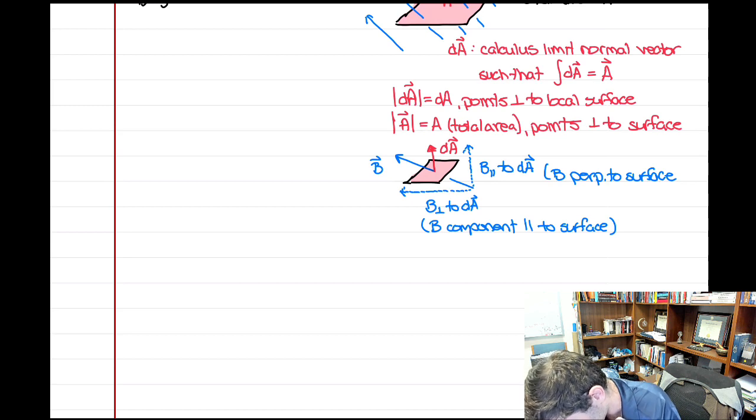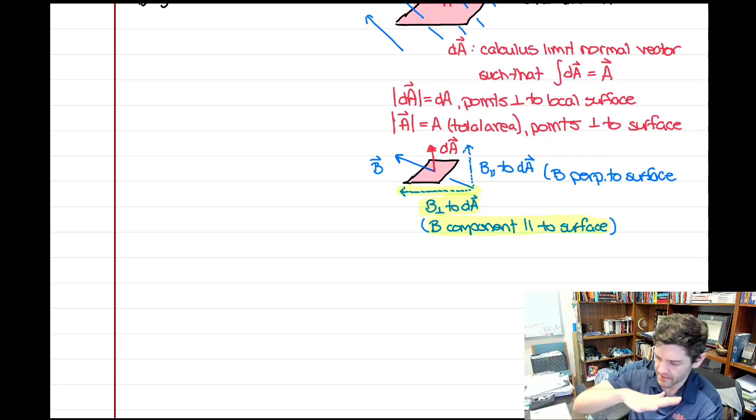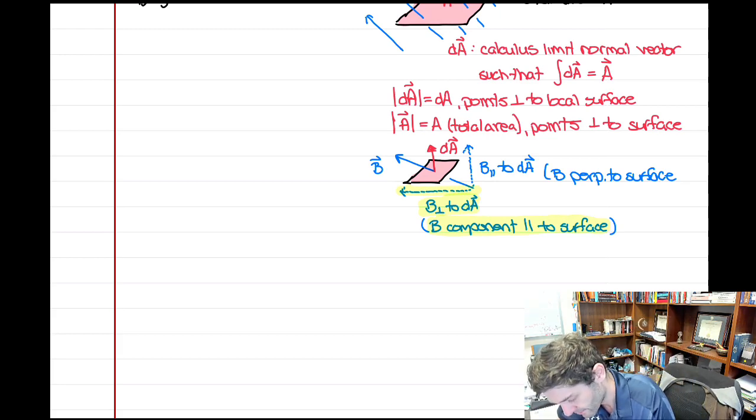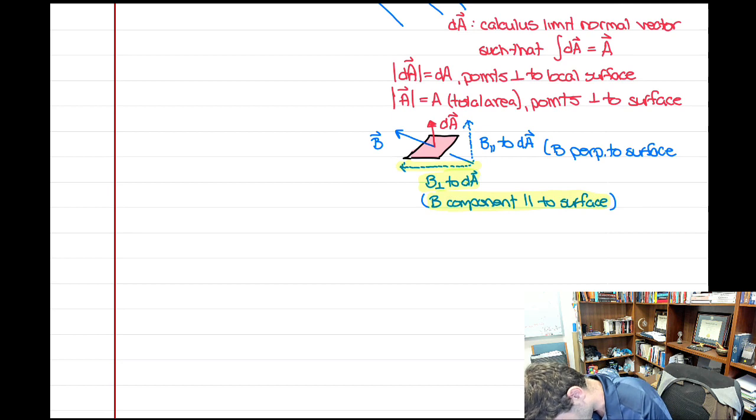Should probably give them different colors. I'll use the highlight. So if we highlight the one in the bottom and look at just that first, this component is perpendicular to dA, but where it's telling is that it's parallel to the surface. It's tangent to the surface. It doesn't actually go through the surface. So in this case, it does not pierce the surface.